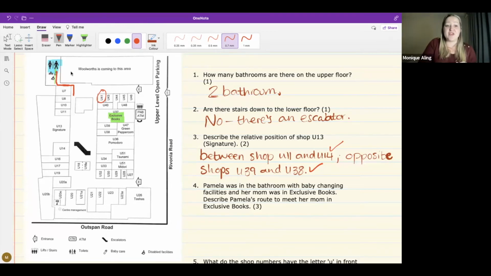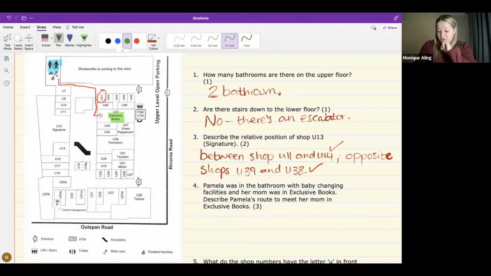So that's one way you can do it. So Ayabonga described going this way. You're going to turn right and pass these two shops, and then Exclusive Books will be on your left. Okay, first left instead of right. Okay, so that's one way. Let me get another color.